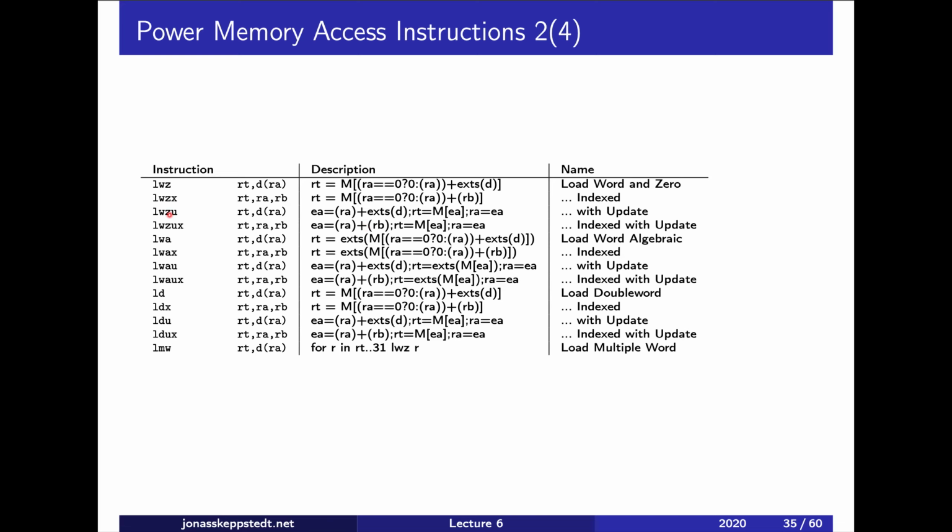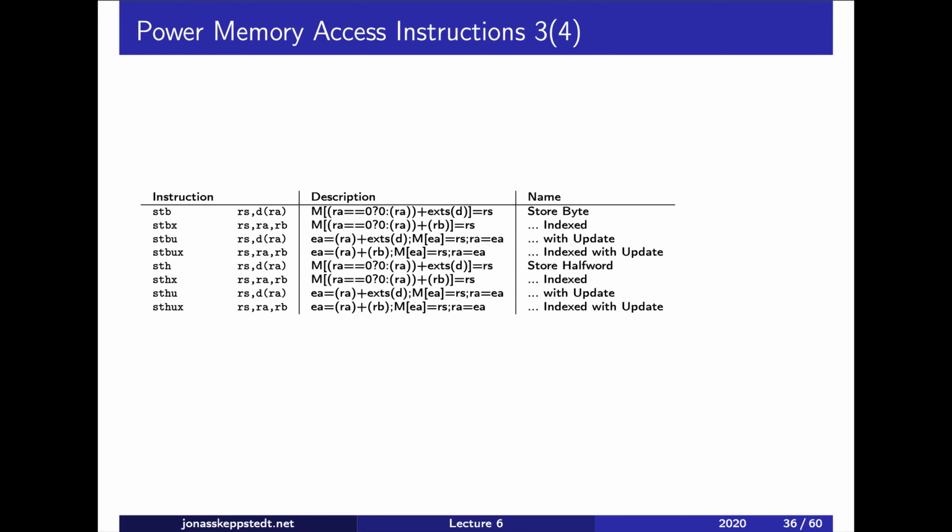One interesting thing is the U. It means update. So if we move through an array with a pointer, then this update instruction updates the pointer to the next element. This is not intended to help people writing cryptic C code, but instead to help compilers to make efficient code. And similar for store.